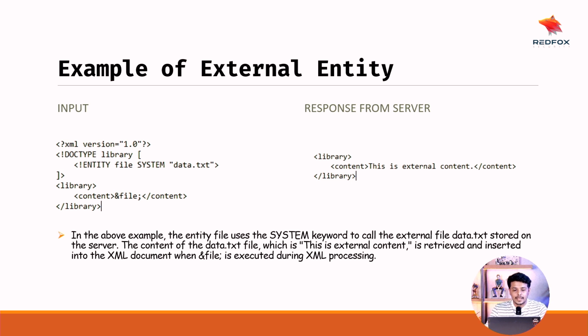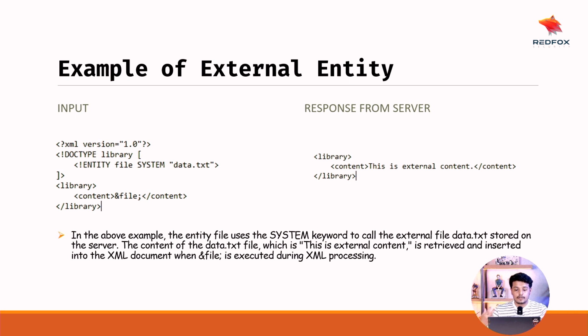Now moving on to the external entity part. This is an interesting thing and this is where our attack is based. What exactly happens here? In the example, the entity file uses the SYSTEM keyword to call the external file data.txt. As you can see, there is a variable defined, file, and it uses the SYSTEM keyword. In the internal entity, you do not see the SYSTEM keyword as we are not calling any file from the server, only defining and storing the data there. The SYSTEM keyword is used to extract external files stored on the server.